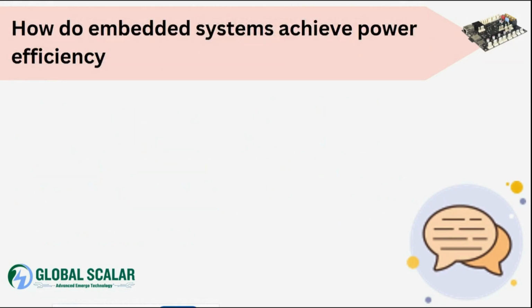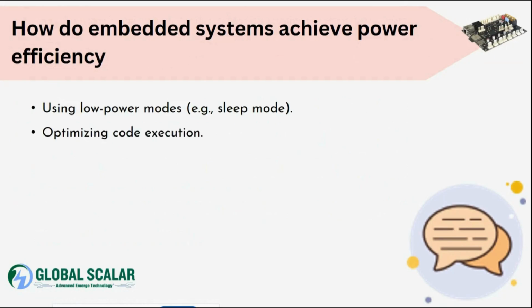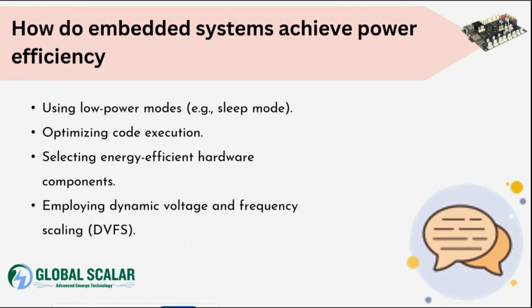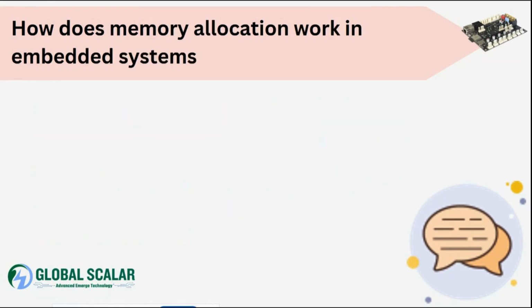How do embedded systems achieve power efficiency? Using low power modules, sleep mode, optimizing the code execution, selecting energy efficient hardware components, and employing dynamic voltage and frequency scaling. DVFS means dynamic voltage and frequency scaling.